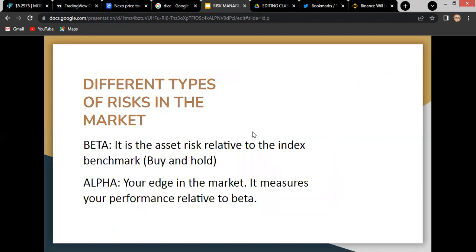And then finally, we have different types of risk in the market. We have the beta, and then we have the alpha. Now, the beta risk is the risk you take by just buying and holding. People who are in trading are doing either of these two things. Either they are buying and holding, or they are constantly buying and selling. In other words, they are trading. Some buy and hold, some buy and trade. For instance, myself, I constantly buy and sell.